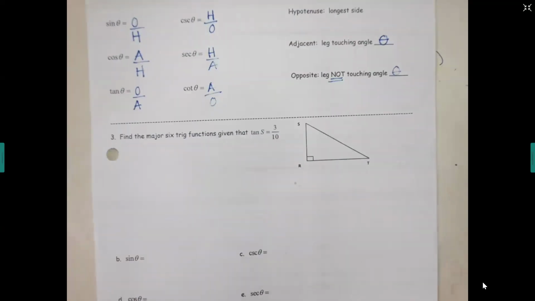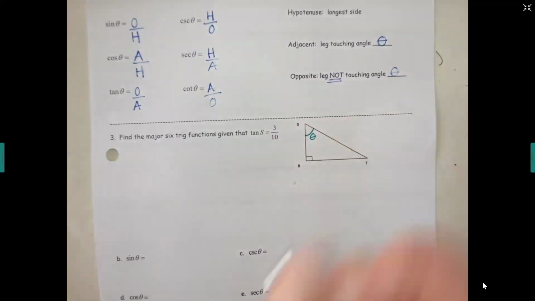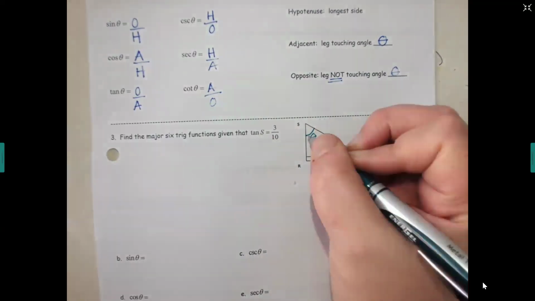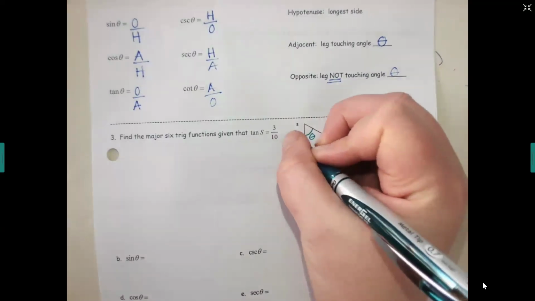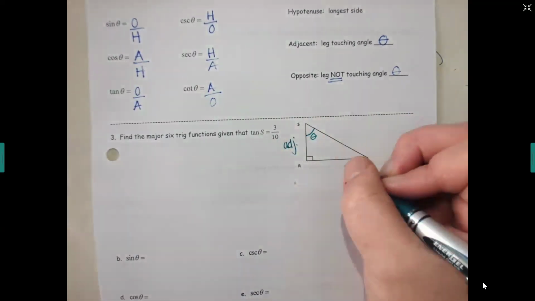So take a look at the question number 3. It says that tan of S is 3 over 10. So find corner S and put a theta in that corner. So your theta should be going here. Now, if that's where your theta goes, let's label our adjacent, opposite, and hypotenuse. The adjacent should be touching the theta, so that's this one. Opposite should be not touching.